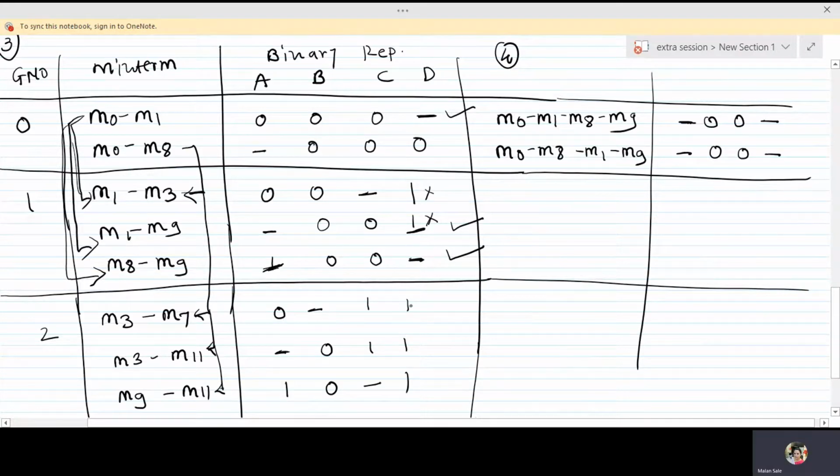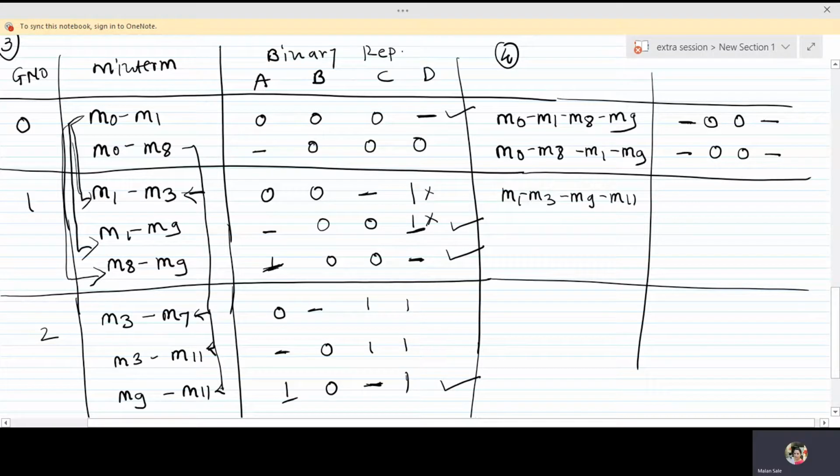No comparison, as the dash is here and in M1, M3 the dash is in the second place. Similarly, for the second minterm pair, there is no pair. Now the last pair, yes, we can make a pair. The dash is here, 1 is here, 0 is here, and only the first bit is changing, so we can make a pair and put a tick mark. The pair will be M1, M3 and M9, M11.